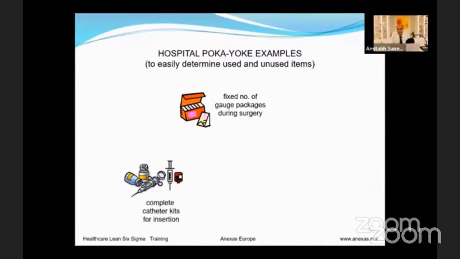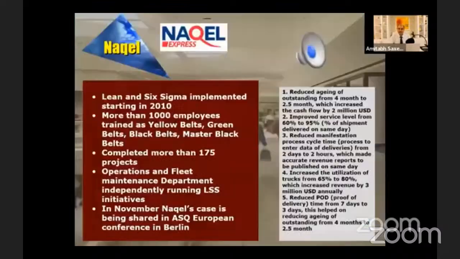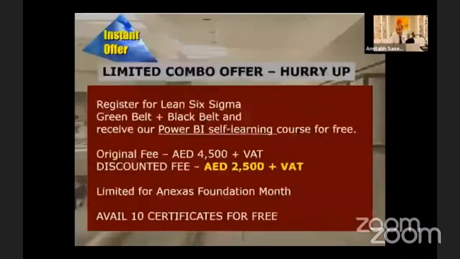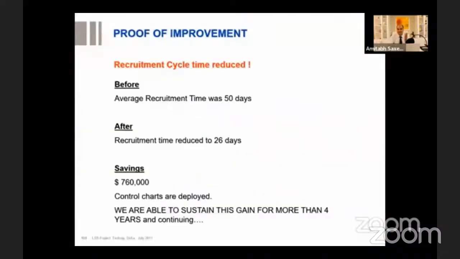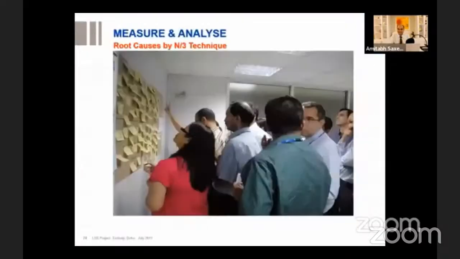Some more examples: fixed number of packages during surgery, complete catheter kits for insertion, and pre-packaged medication card with correct dosage. These are all examples of Poka-Yoke. Now, I have talked a lot about healthcare. Now, let me go back and, sorry, in fact, because a lot of people are from healthcare, I wanted to complete and take you through some of those slides and give an example.